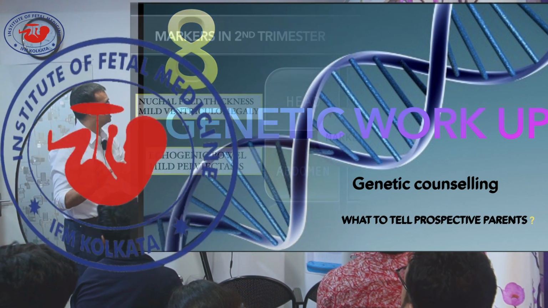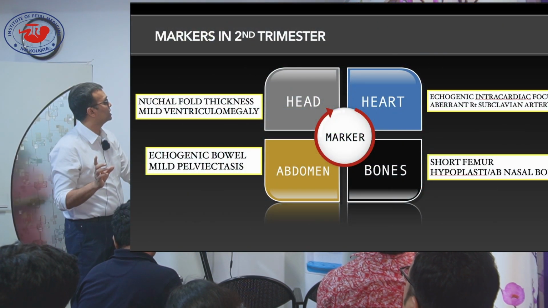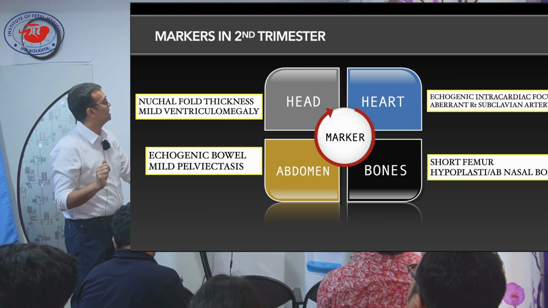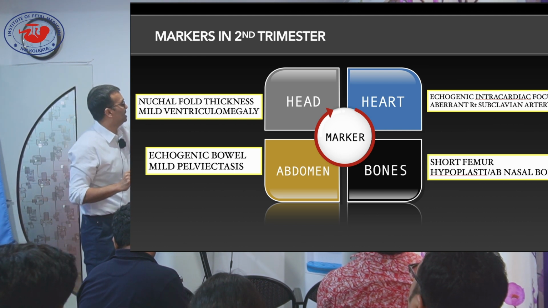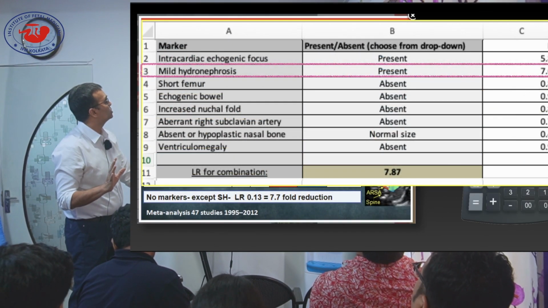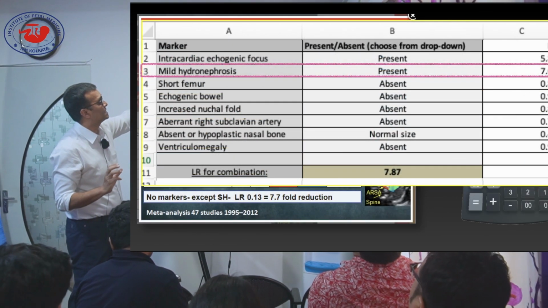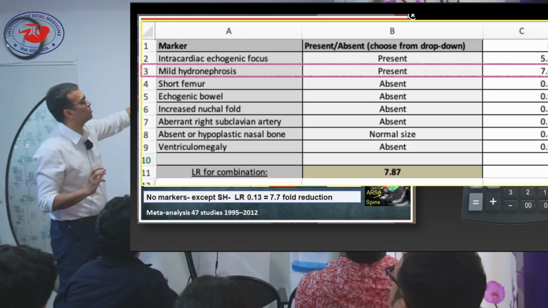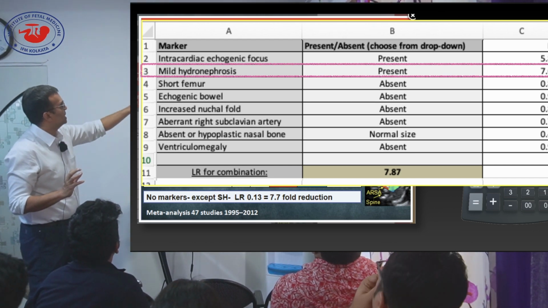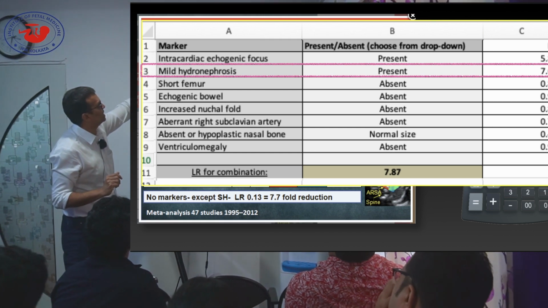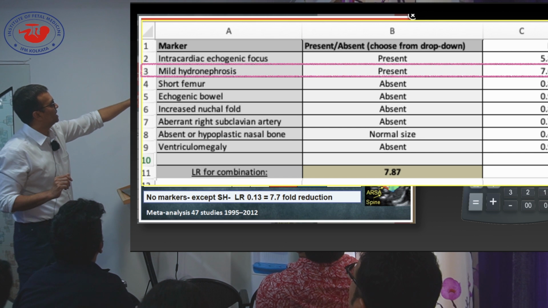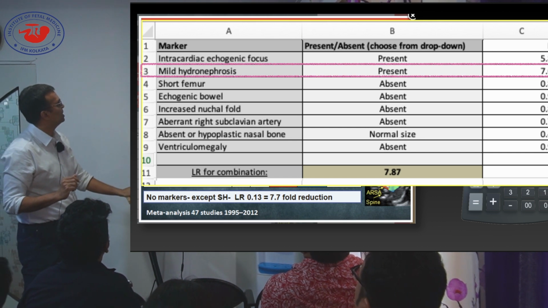In the genetic workup, I think we are left with a few things. These are the soft markers in the second trimester, and one of them is mild pelvic ptosis. So this is the Excel sheet. This is the dynamic calculator which you all can download and see. If echogenic intracardiac focus is present as an isolated marker, the LR of combination is 0.95.